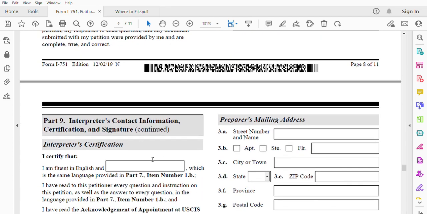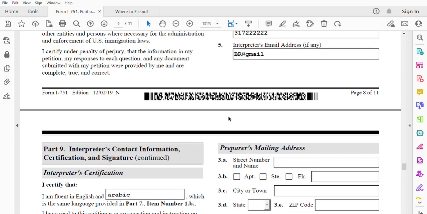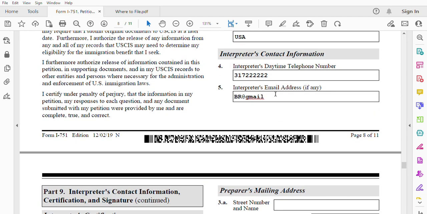Interpreter's certification: I certify that I am fluent in English and the language provided in Part 7, which is Arabic. She used me as an interpreter, so I'm going to put the language that I used to interpret for her. So I use Arabic. Here it does not let me enter the Gmail. I can leave it right here, and when I print it, I can put .com. I don't know why it does not let me do that over here.